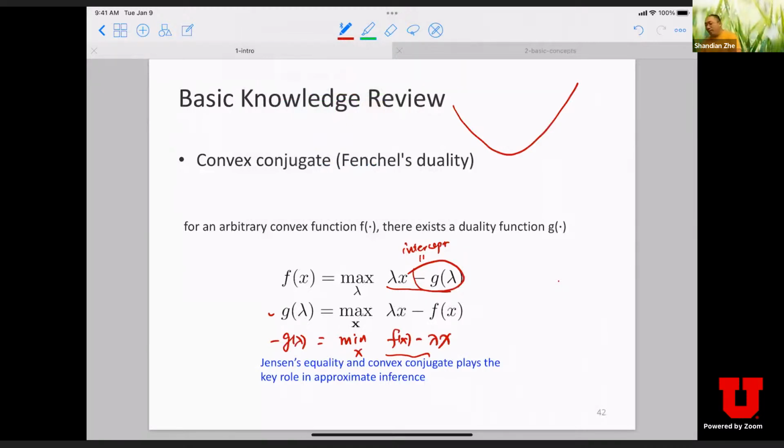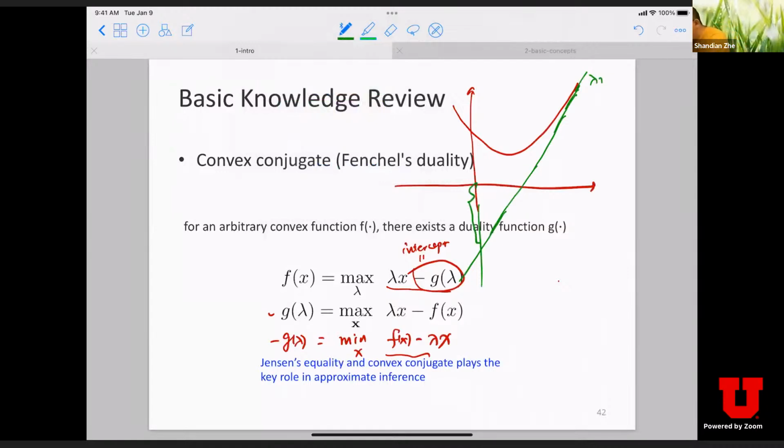Let me repeat again. Suppose this is your convex function. As I said, you can choose an arbitrary lambda to construct your slope. For example, if you choose the slope lambda 1 here, then your intercept will be here.